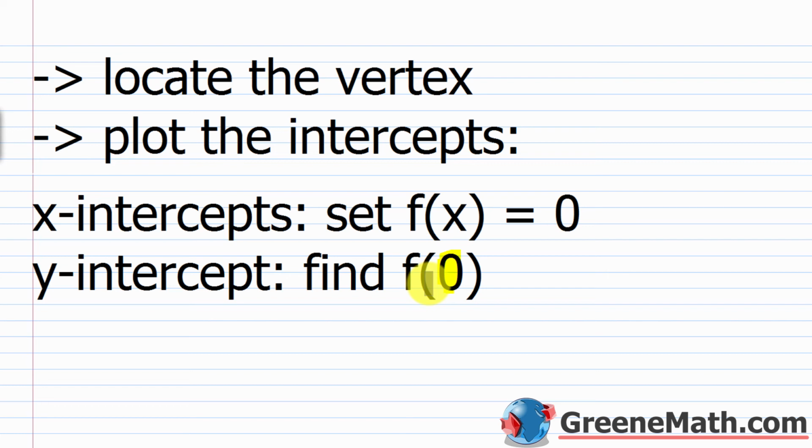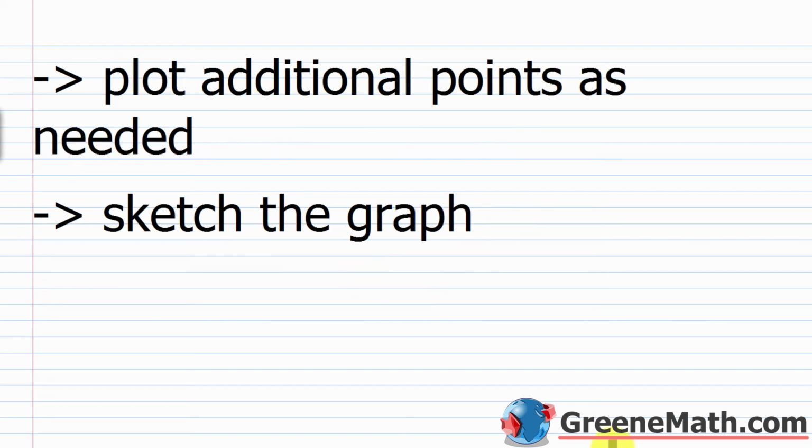And again, we know this from graphing linear equations. If I plug a 0 in for x, I'm finding the point where x is 0 and I'm crossing the y-axis. So that's going to give me my y-intercept. Then I want to plot additional points as needed. To graph a parabola, you only need 3 points, but again, you're not graphing a line, so the shape isn't always 100% clear. That's why we use graphing calculators and software to do this for us so that it's accurate. Then lastly, you will sketch the graph.